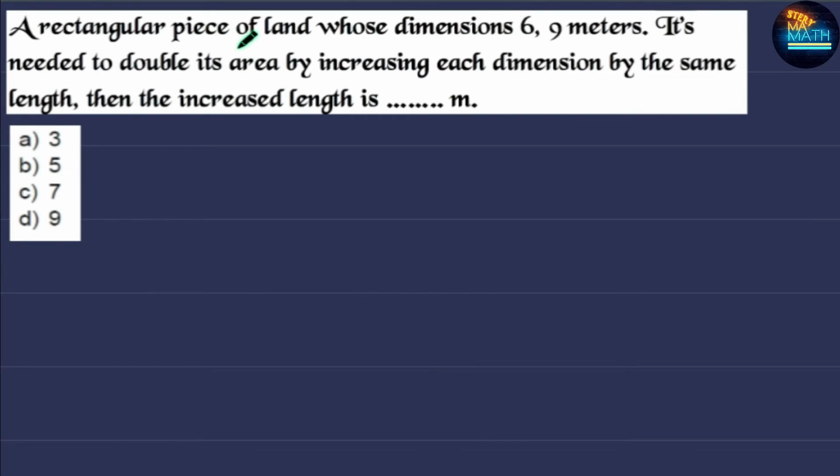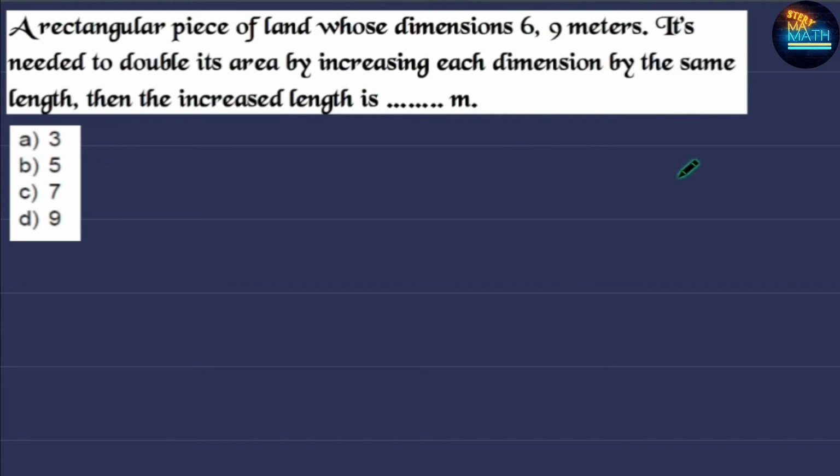A rectangular piece of land whose dimensions are 6 and 9 meters. It's needed to double its area by increasing each dimension by the same length. Then the increased length is equal to how many meters?